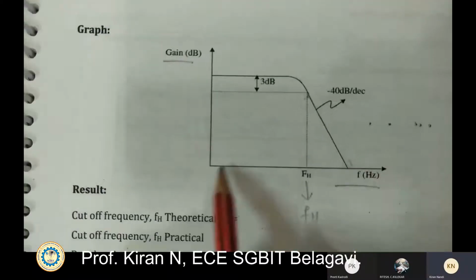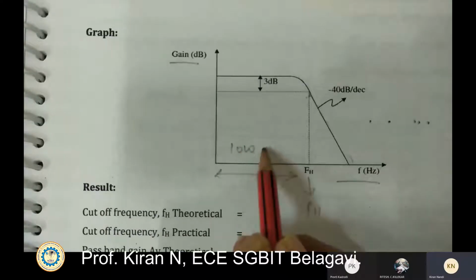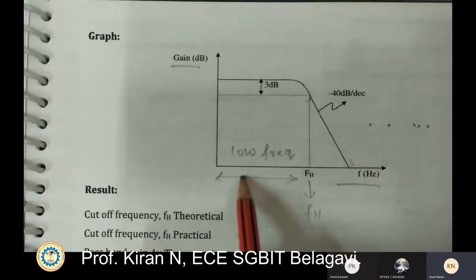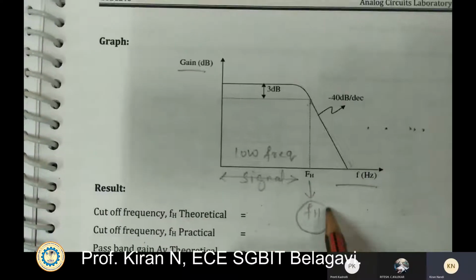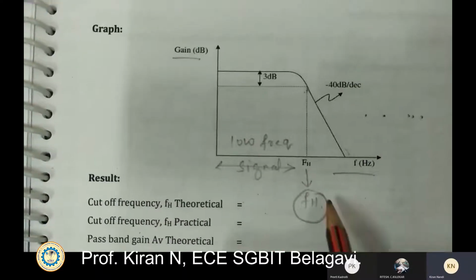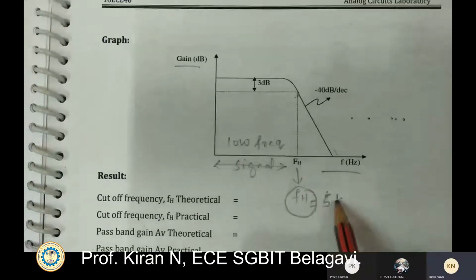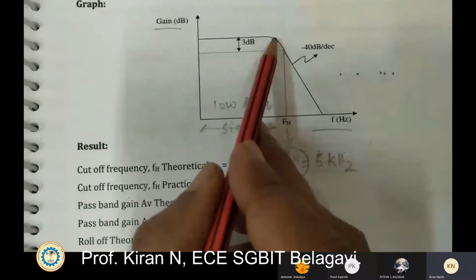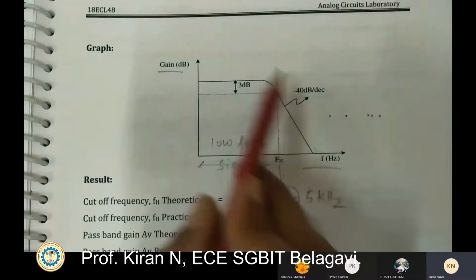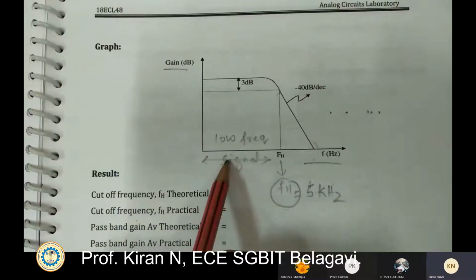So these are my lower frequencies. So it allows only low frequency signals. A frequency greater than this FH is treated as a high frequency. So that is the reason why after 5 kilohertz, there is a decrease in the gain. So this graph we need to plot.